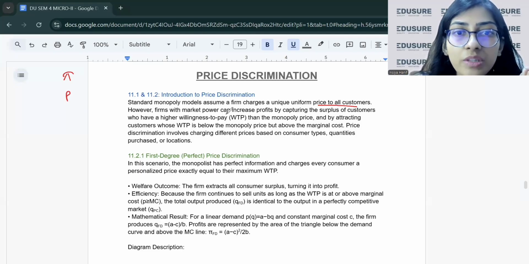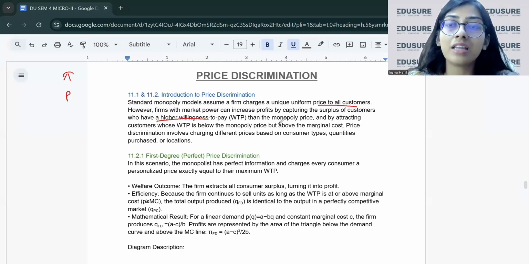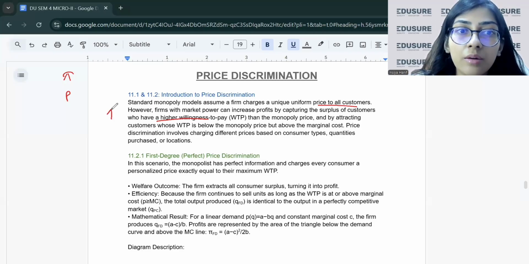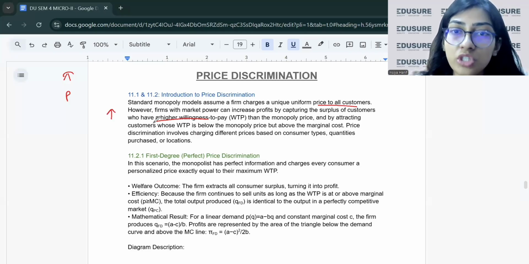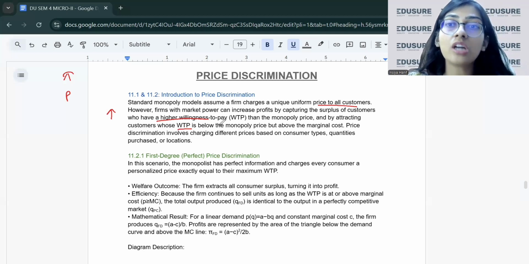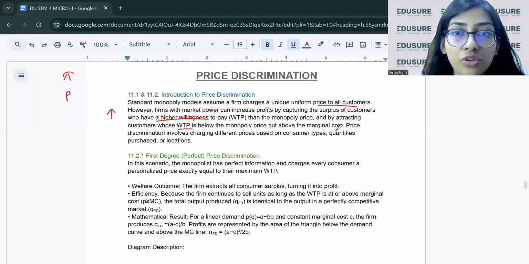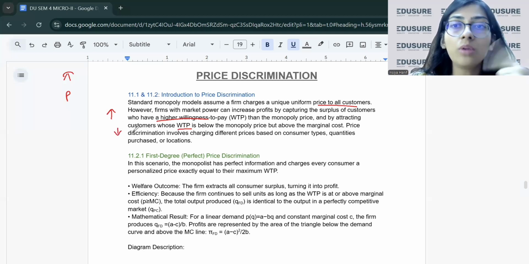So see, firms with market power can increase profits by capturing the surplus of customers who have a higher willingness to pay than the monopoly price, and by attracting customers whose willingness to pay is below the monopoly price but above the marginal cost. Right? तो जिसके पास ज्यादा willingness to pay होगा उसको ज्यादा price the monopolist will charge, right? And जिसका willingness to pay is below the monopoly price, the monopolist will charge a lower price as long as he is still above the marginal cost. Okay, तो यहाँ पे lower होगा. Okay, so this is called price discrimination, right?